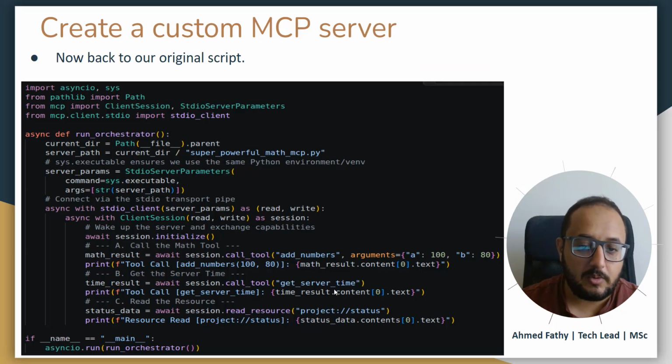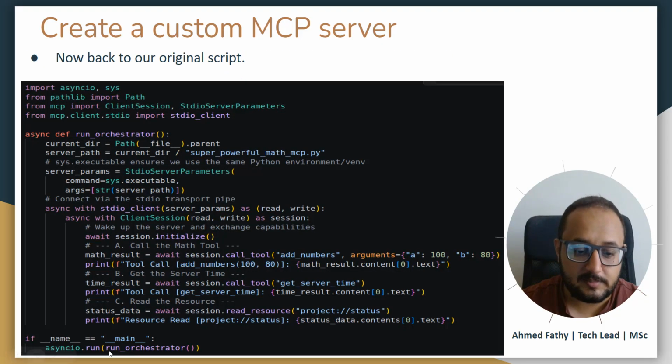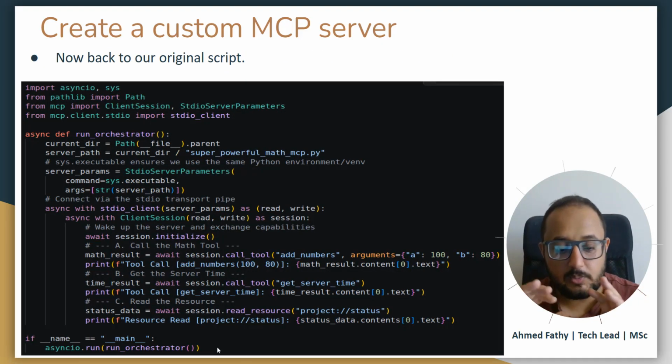So now back to our original script. This is the original script. Note how we call asyncio.run(orchestrator). This is what creates the main event loop or task manager. So this line right here towards the bottom is the one that actually creates this event loop for us.